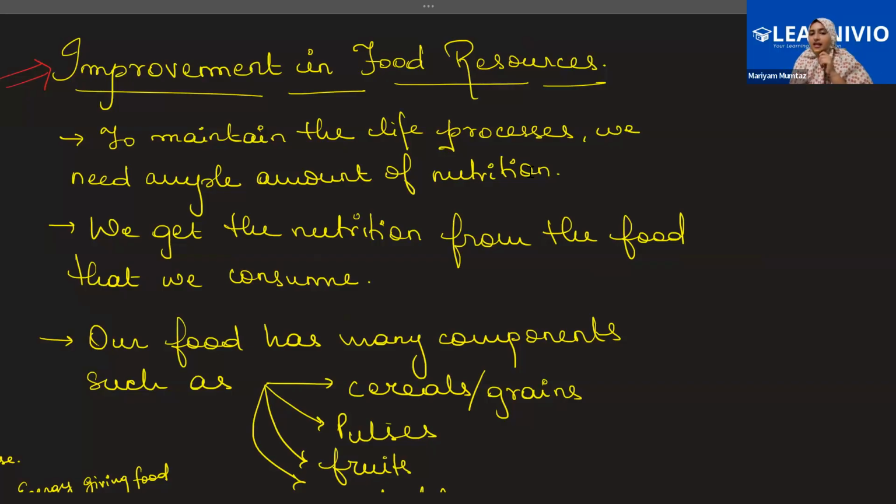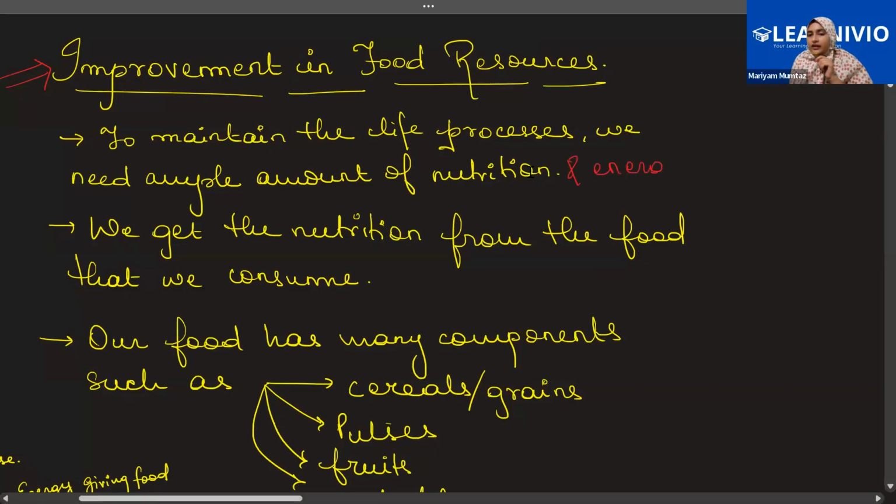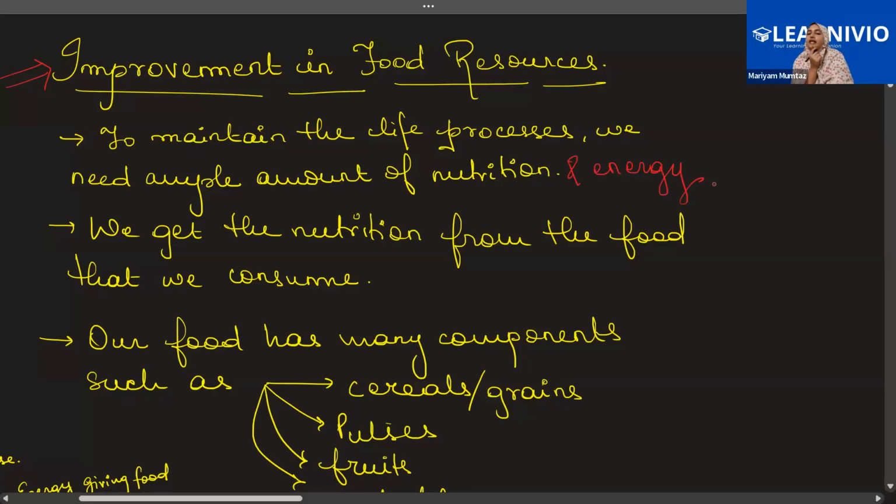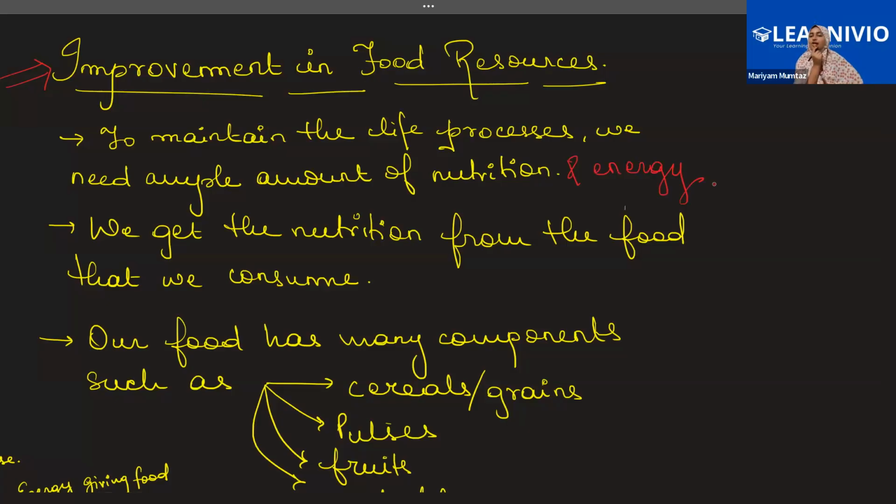So to maintain the life processes, we need an ample amount of nutrition, and we also need an ample amount of energy. We get the nutrition from the food that we eat. Now students, you already know that our food has so many components, like carbohydrates, which are energy giving food. Then we have protein in our diet. What kind of food is protein?